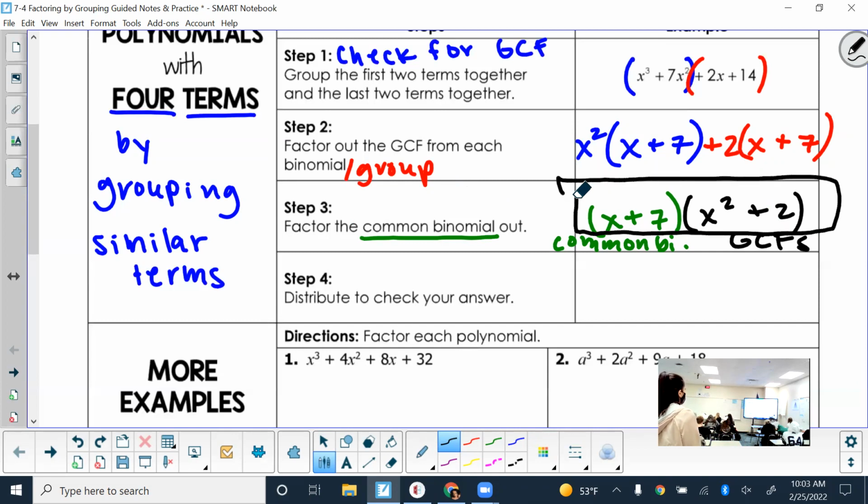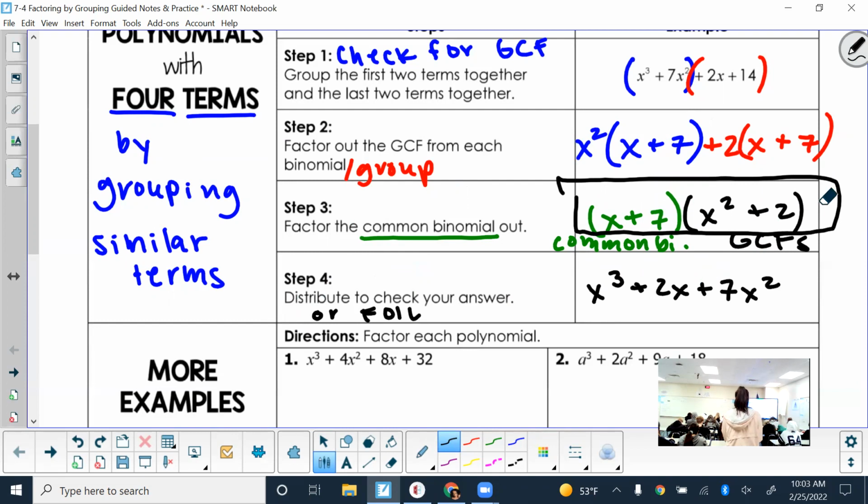Step 4 is just telling you how you can check your answer. So you can distribute or FOIL to check your answer. I'll FOIL because it's a little neater than drawing the arrows. So what's x times x squared? And what's x times 2? Good. Inner terms now, 7 times x squared. And 7 times 2.